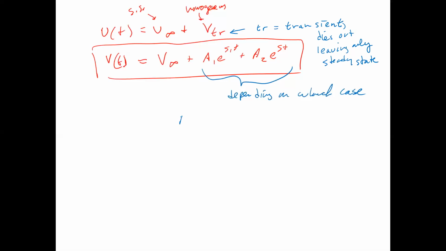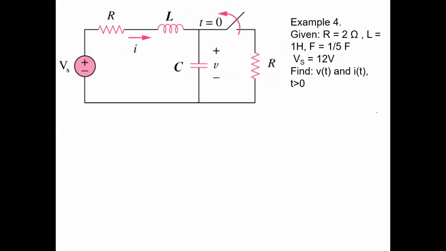And of course, your A1 and A2 are from the initial conditions, and the no jump rule. So here we have example 4. And of course, they can always mess with things so that it's always a unique configuration.